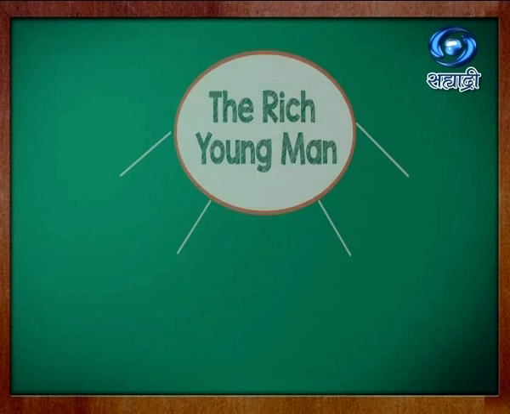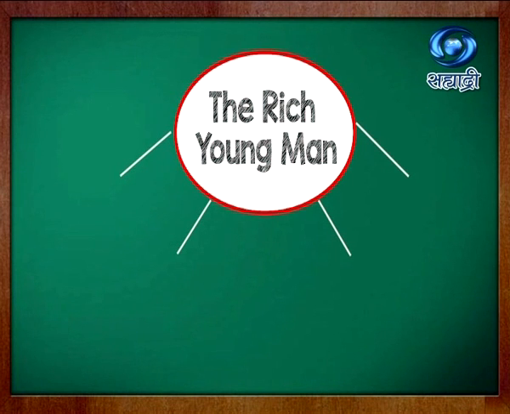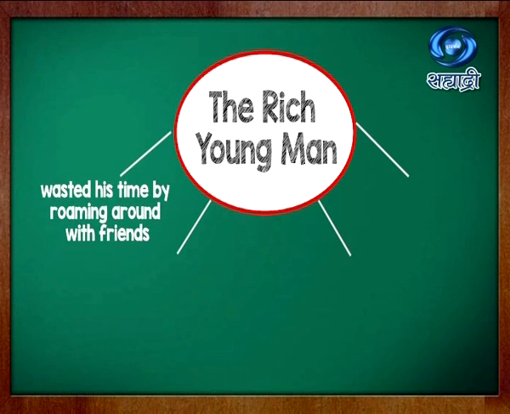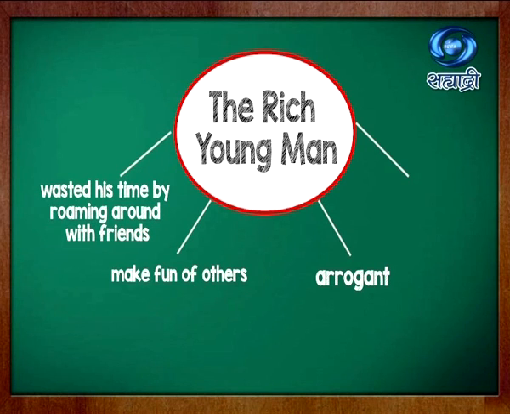Next we have the rich young man. The rich young man wasted his time by roaming around with friends. He used to make fun of others. He was arrogant while talking to Thiruvalluvar. In the end, he gave up his idleness and bad habits.